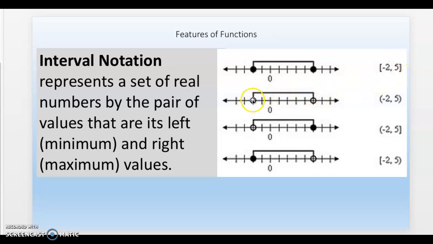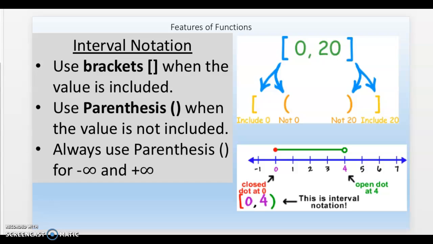Whereas if it's an open circle, that means it does not include the point. Okay? So -2 here is not included, and neither is 5. But all the numbers are included up to 5, just not 5 itself. And you can be open and closed on either end, okay? And that's kind of what this is saying right here.